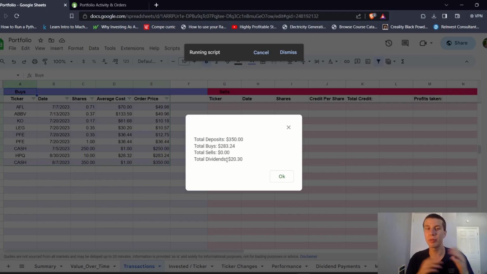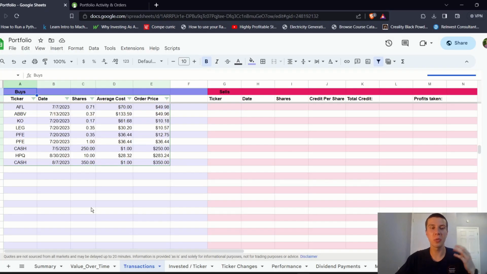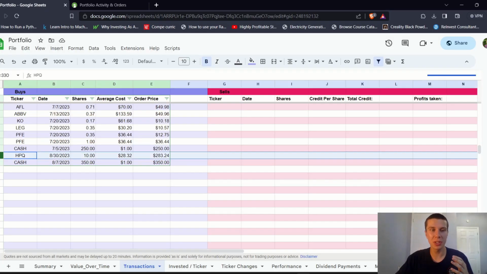So deposits of $350 for the month, buys for the month about $283, no sells, and dividends totaled for the month $20.30, which is really exciting to see. And looking at the transactions here, we can see we really only made one purchase, which was at the very end of the month, and that was HPQ stock, which is HP Inc. And I bought 10 shares of that at an average cost of about $28.32.